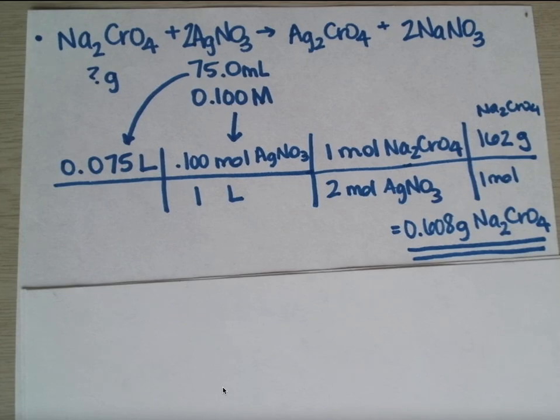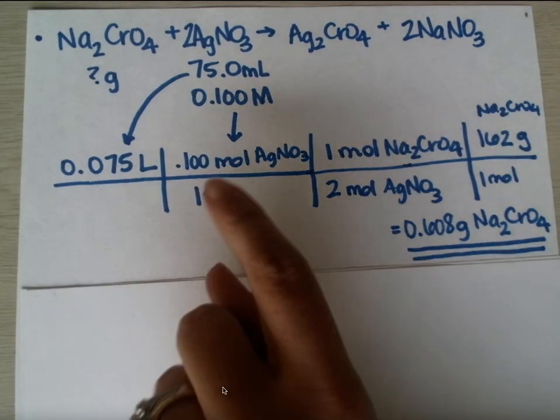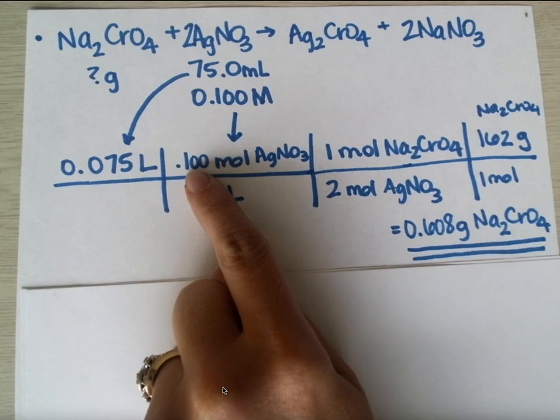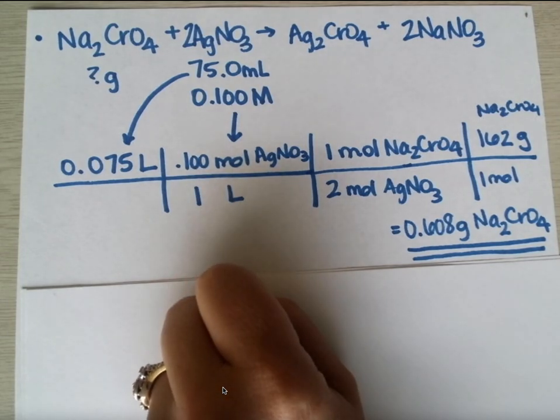Now I want to cancel out my liters and go to the 0.1 moles of the silver nitrate shown here. So remember, molarity is moles per liter. That means I've got 0.1 moles per 1 liter. That's where that comes from.